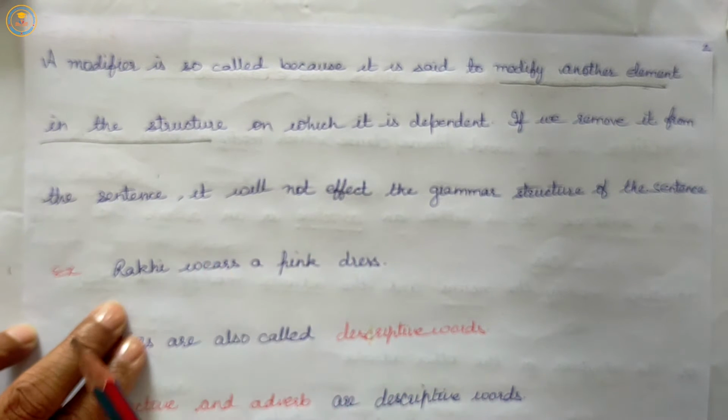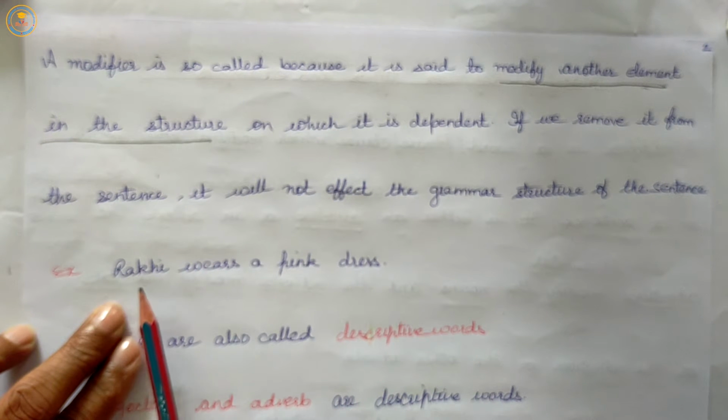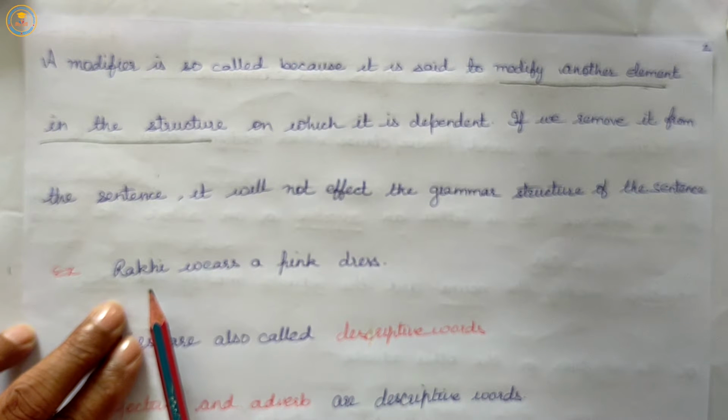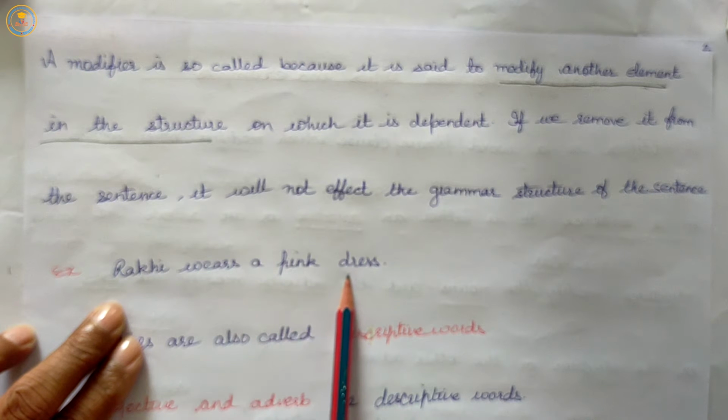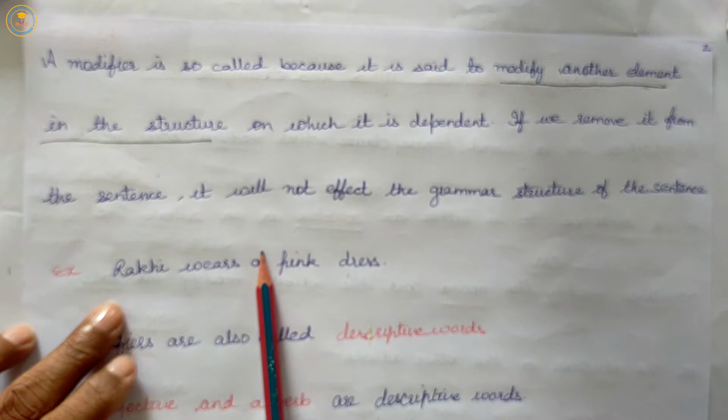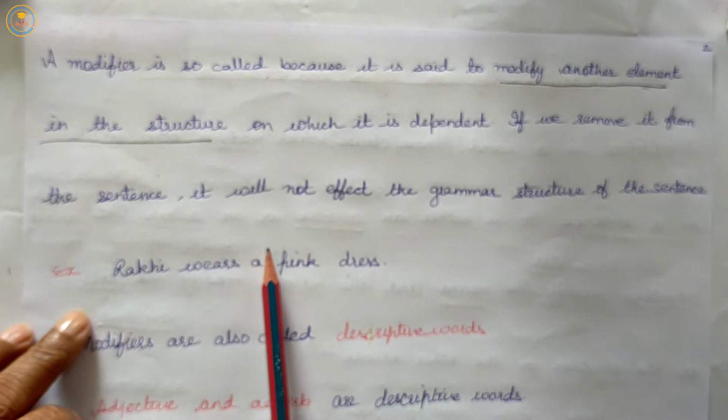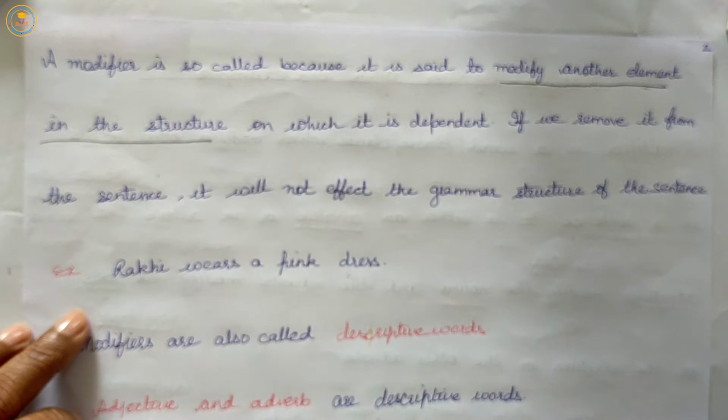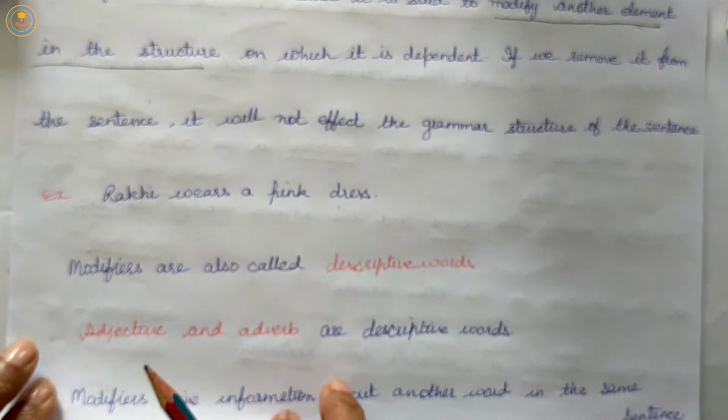Here, a modifier is so called because it is said to modify another element in the structure on which the whole sentence is dependent. If we remove it from the sentence, it will not affect the grammar structure of the sentence. Let us clear it with an example.